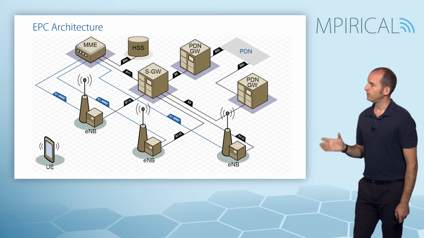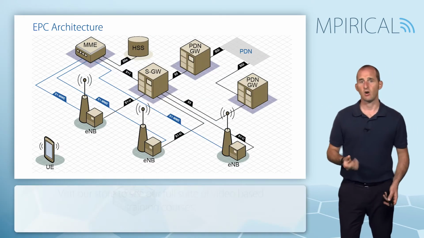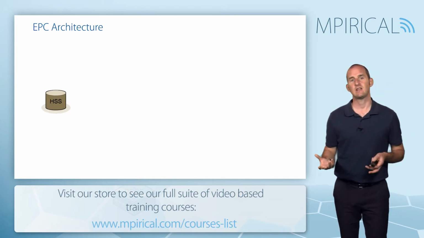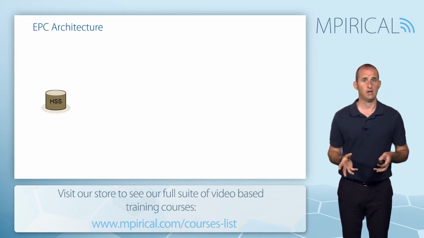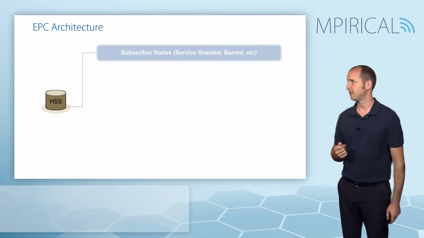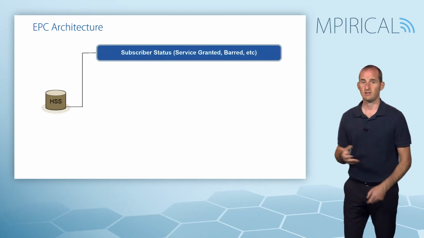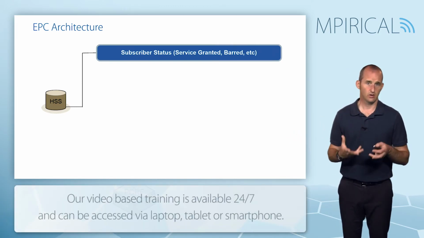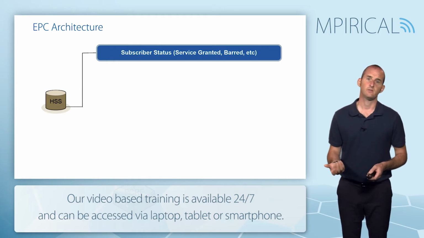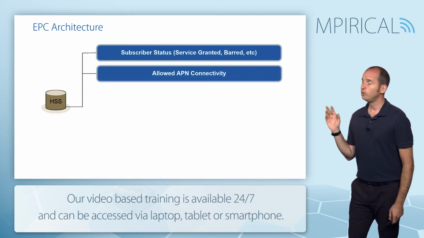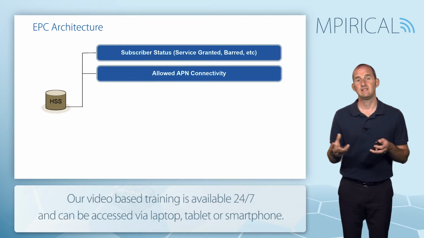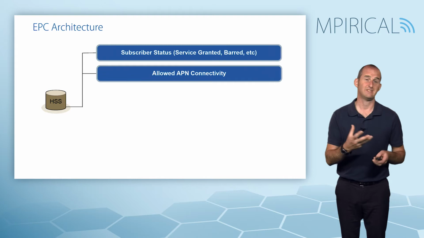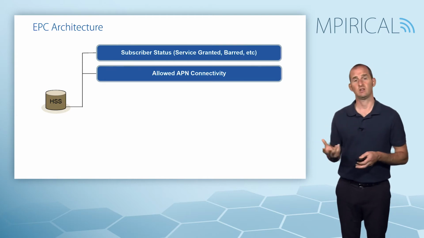The final element that we need to consider in our Evolved Packet Core architecture is the home subscriber server. And really this is the central repository of subscriber information. So what kind of information is that? Well, the HSS knows at the very least the subscriber status. Are they allowed access to the network, service granted? Are they barred? The HSS will know which packet data networks our subscriber is allowed to connect to. It will know which, in other words, APN they are allowed to connect to.